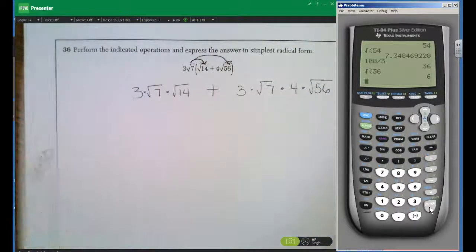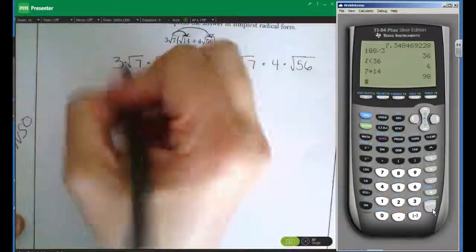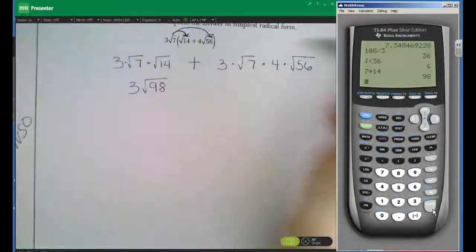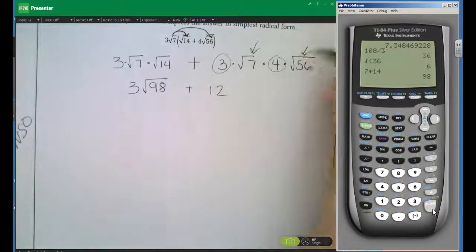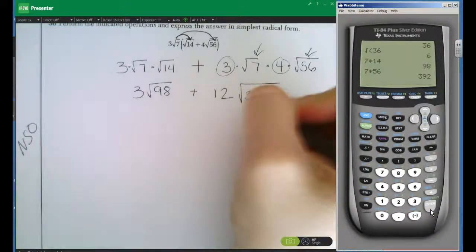Let's see what we get when we do all this lovely math. Because I'm multiplying radicals, I just multiply inside. 7 times 14 becomes 3 times the square root of 98. Here I'm going to multiply the whole numbers first. 3 times 4, I know in my head, is 12. Now I'm going to multiply the radicals together. 7 times 56, I know I'm going to get 392.